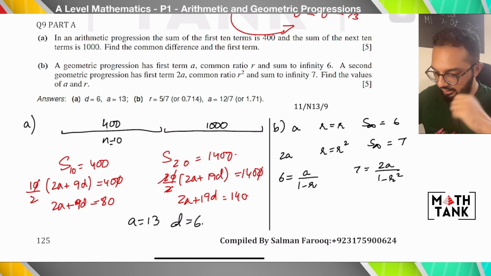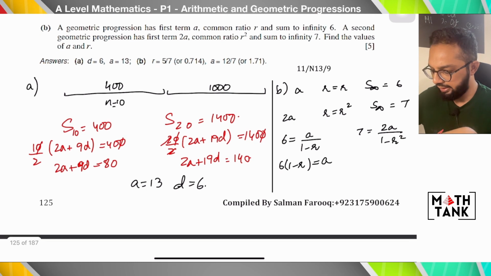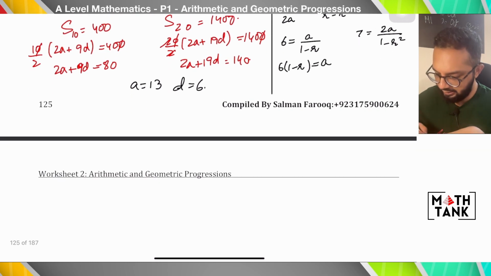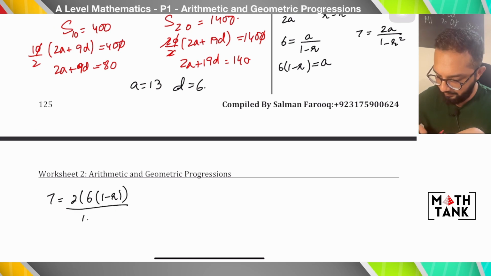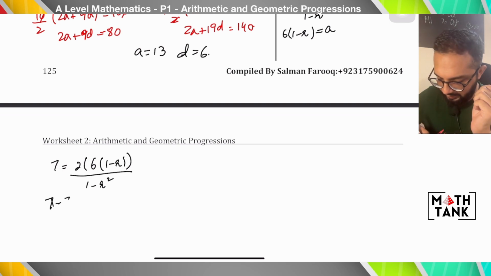What I simply need is a substitution for a or r. I think the a substitution is very easy in this case. I can just replace a with 6 into 1 minus r. So that's what I'm going to do in the next equation. 6 into 1 minus r. So 7 minus 7r squared, 12 into 1 minus r.